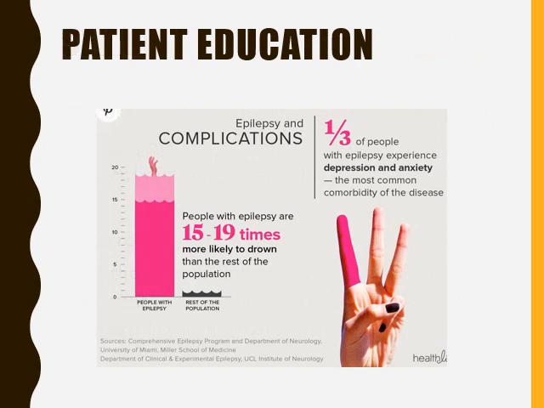Education cannot be said enough times. You need to look at not only epilepsy, but your triggers and then your complications and then safety. Okay, so that's why you shouldn't swim alone if you have epilepsy, because you don't know when you're going to have a seizure or you could drown. So those are the things. And a third of the people who have epilepsy also experience depression and anxiety. So it's really important that you look at that and focus on that as well.